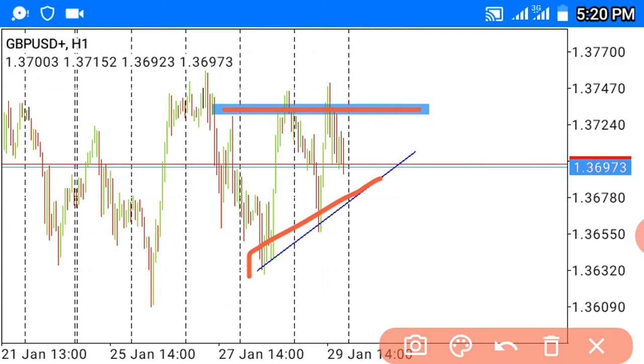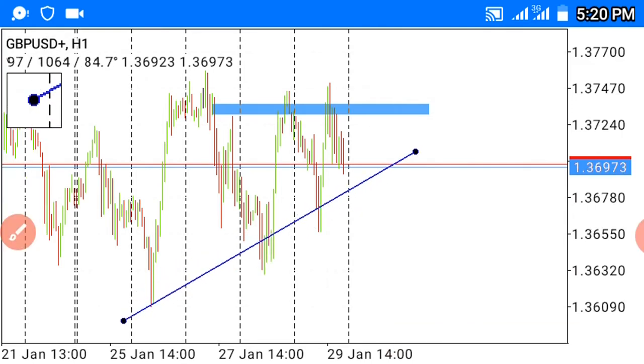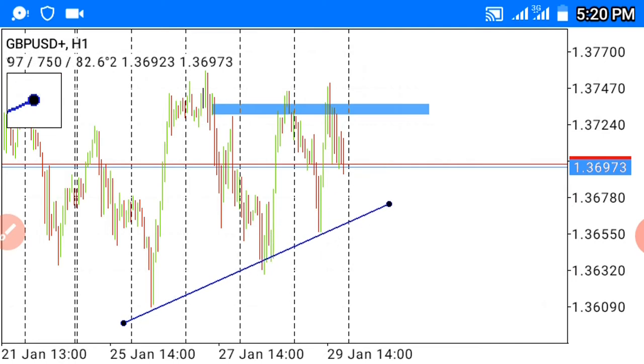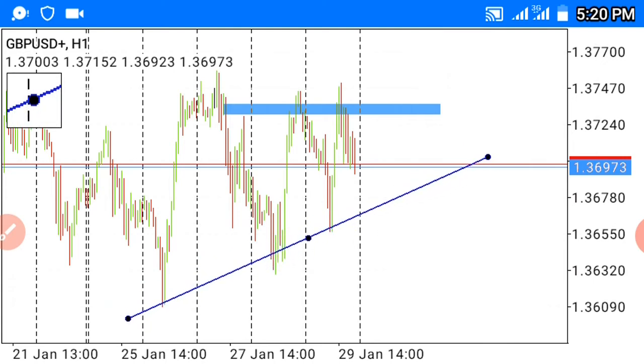Let's see if it obeys it a third time. Let's see if the trend line got obeyed again. Yeah, it actually did. Good. Remember, it's a three-touch rule, so that means the trend line has been touched thrice.